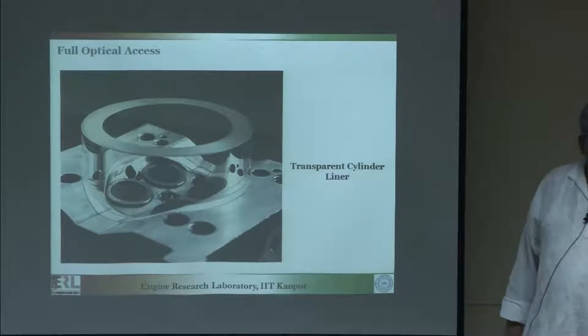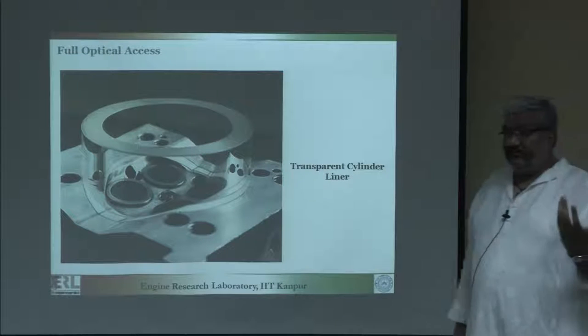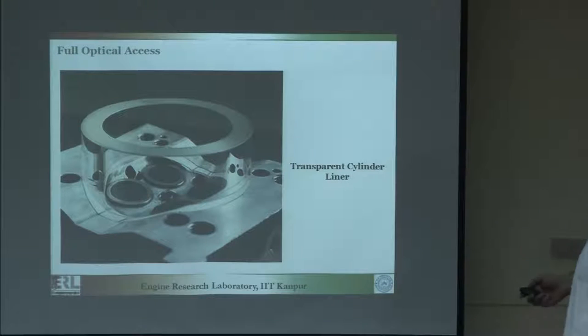In case of a compression ignition engine, you hardly have more than 25, 30 millimeter. Can you tell me why? Because of the pressure, because of the higher compression ratio. Here the compression ratio will be limited to 9 or 10, maximum 11. There it goes up to 16.5, 17 or 18. Because of the pressure, there you have smaller and thicker liner.